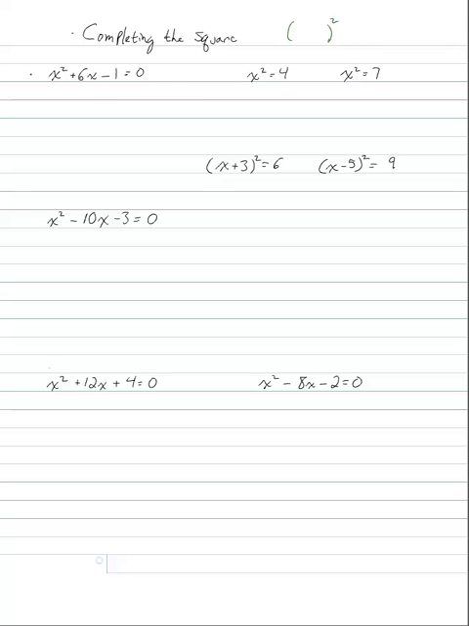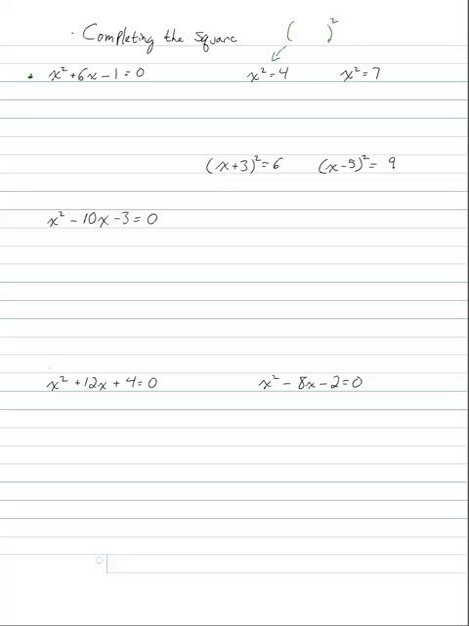So say we have something like the first problem over here: x squared plus 6x minus 1 equals 0. I can't factor that. So I'm going to have to see if I can figure out another way to actually solve this. So let's leave that to the side real quick and go over and look at some ones that are already set up as perfect squares.